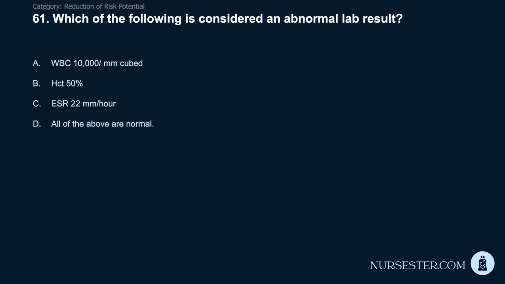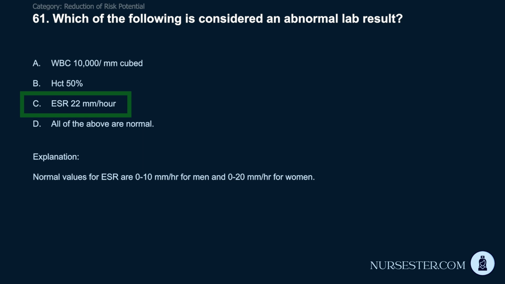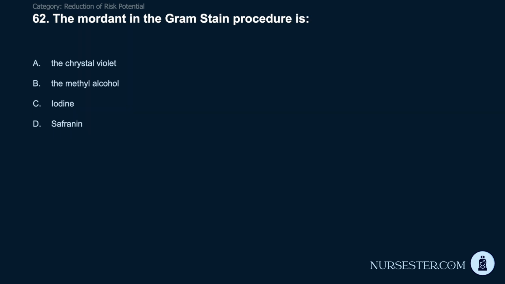61. Which of the following is considered an abnormal lab result? A. WBC 10,000/mm cubed. B. HCT 50%. C. ESR 22 mm per hour. D. All of the above are normal. Correct answer: C. ESR 22 mm per hour. Normal values for ESR are 0 to 10 mm/hr for men and 0 to 20 mm/hr for women.